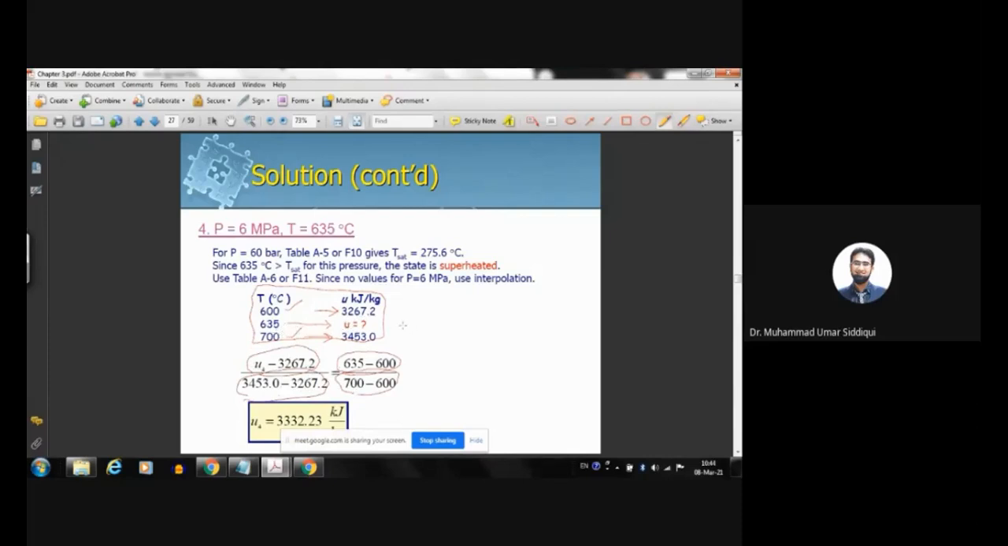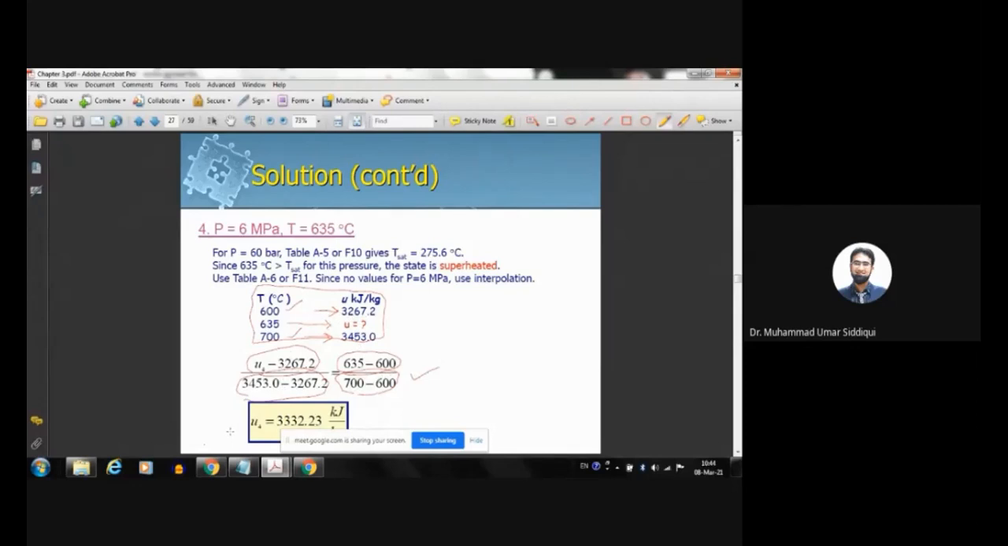Is this interpolation clear? It's numerator over denominator equals numerator over denominator. Smaller difference divided by bigger difference. 635 minus 600 divided by 700 minus 600 equals u minus 3267.2 divided by 3453 minus 3267.2. Here you're going to make this equation and solve, and you're going to get the value of u at 635 degrees centigrade. This is linear interpolation.